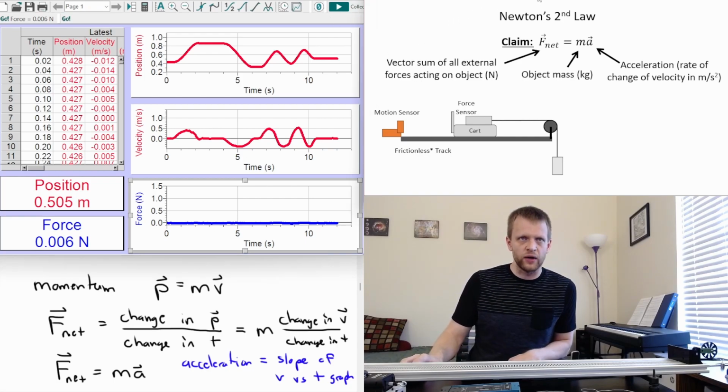So that's the equipment that we're going to be using. And again, if we take this particular system, looking at the motion of the cart, let's see what Newton's second law would claim about this system.